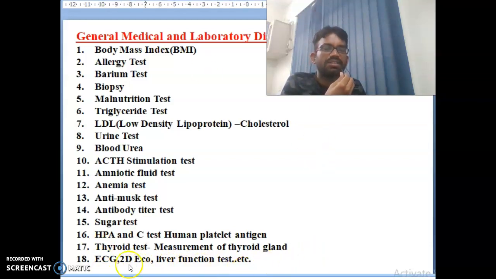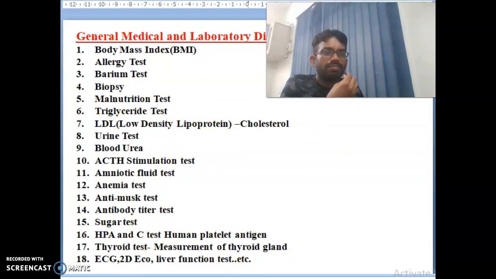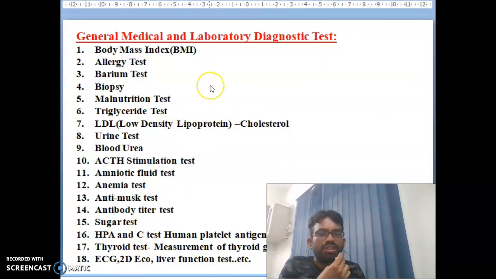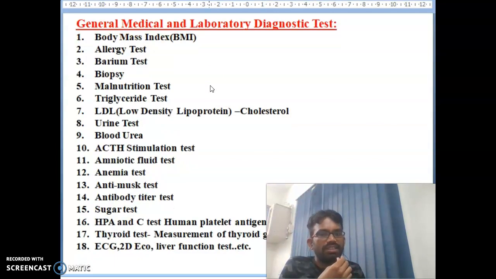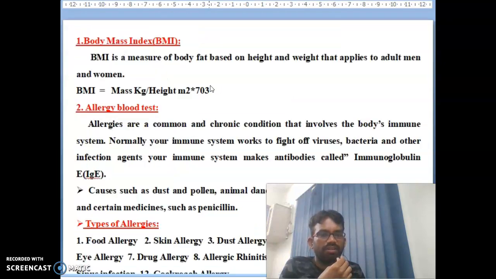These various techniques and methods are now used by lab technicians, and they find out the various results, and finally the doctor will give the diagnosis. I will briefly give you details about some of the lab techniques and what the tests are. Here, body mass index, BMI.